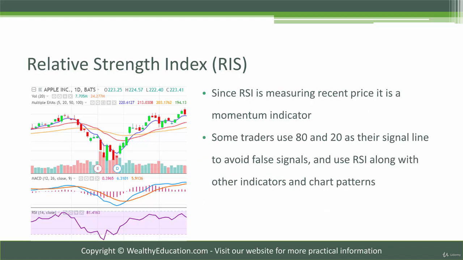Since RSI is measuring recent price, it is also a momentum indicator, just like our other EMA indicators and the MACD. The RSI indicator can give false signals, just like we saw with the MACD in our last video. And so some traders use the numbers 80 and 20, so above 80 and below 20, and only take signals generated with those parameters in order to avoid false signals and overtrading with the RSI. Again, the RSI is an indicator that's best used with candlestick or other chart patterns to deliver the best results. So let's take a look at a few charts using the Relative Strength Index.